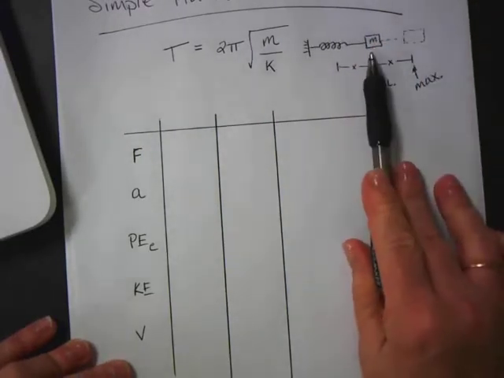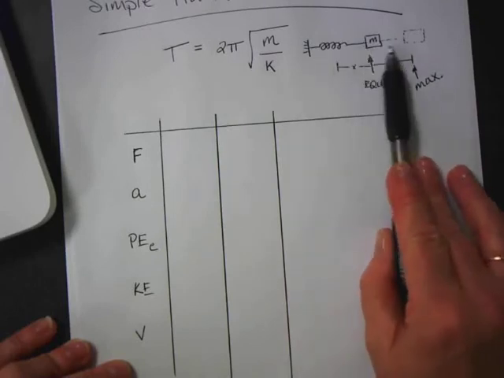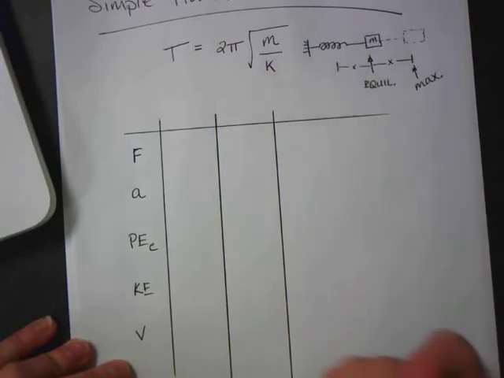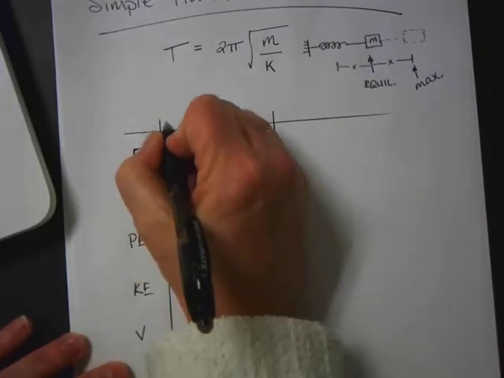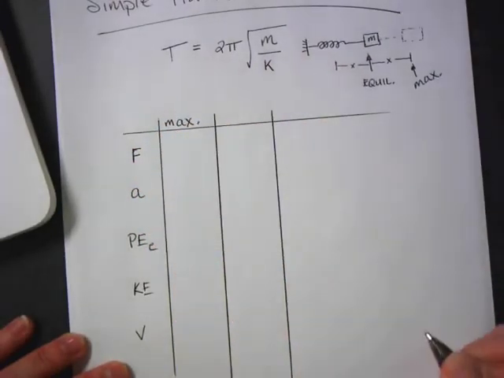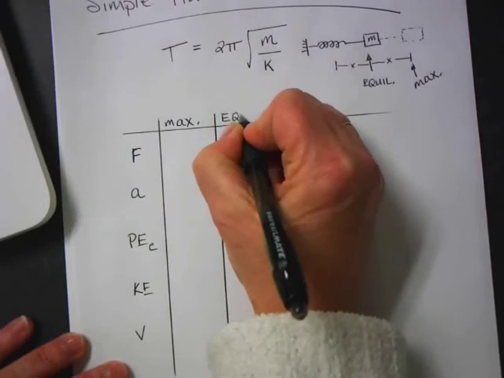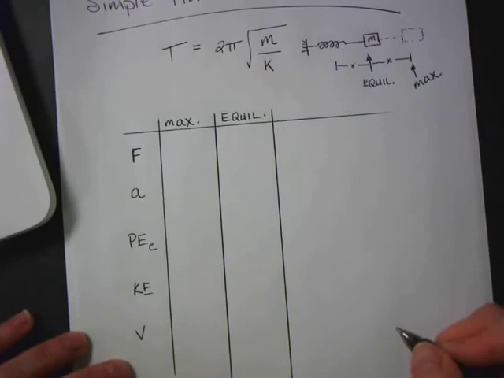So this is our mass, m, in its equilibrium position. That means there's no force, it's just relaxed. If I stretch it, I apply a force. If I compress it, I apply a force. And they're the same. And so in our table, I'm going to put, what will it look like if it's at the maximum stretch or compression versus at the equilibrium position.